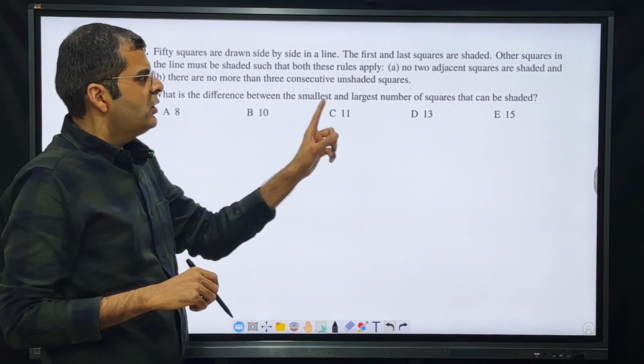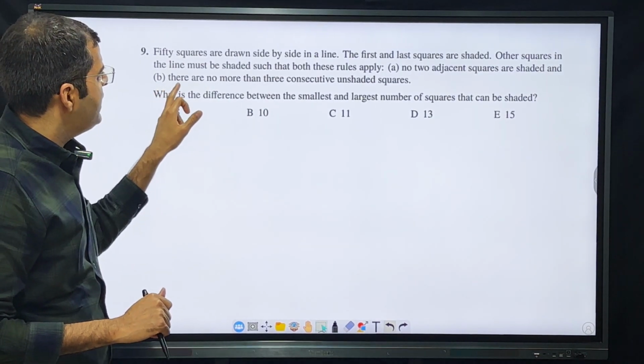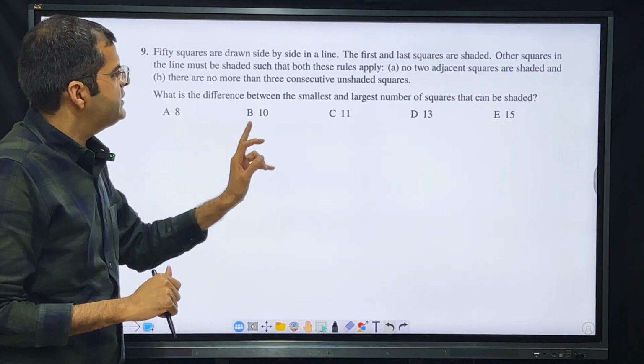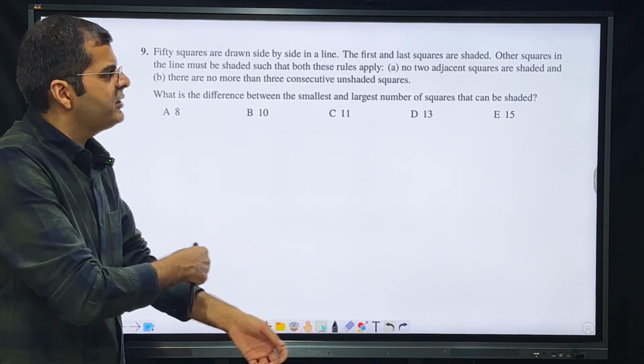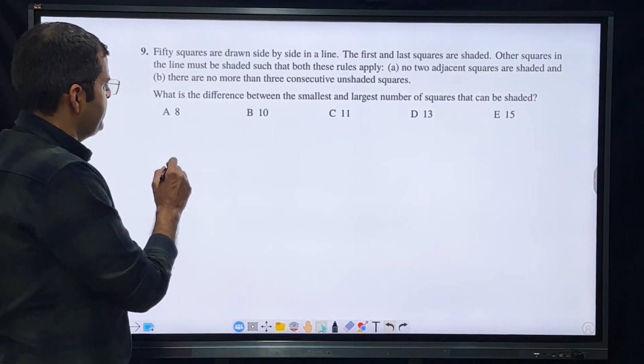The first rule is no two adjacent squares are shaded, and the second rule is there are no more than 3 consecutive unshaded squares. Okay. What is the difference between the smallest and the largest number of squares that can be shaded? So first we'll see the largest number of squares that can be shaded.